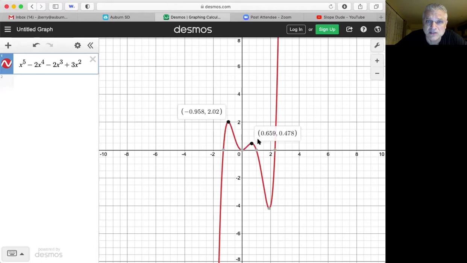How do I know it's a relative max? Because there's plenty of points that are higher than that relative max. But I know it's a relative max because to the left and to the right of it, you're decreasing, okay? So because the y value goes down to the left and to the right, you know that there's a peak, and therefore that peak is a relative max. So the peak has a value of 0.478, but that peak is located at x equals 0.659, right?